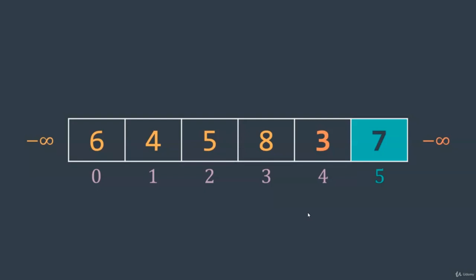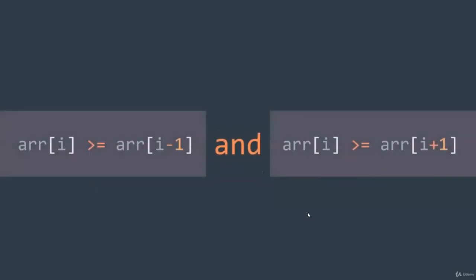The first solution is obvious. We just traverse all the elements while searching for a peak, and as soon as we find one, we return its index. Okay, but how can we identify a peak? We said that an element is a peak if it's greater than or equal to its neighbors. So r of i is greater than or equal to r of i minus 1, and r of i is greater than or equal to r of i plus 1.